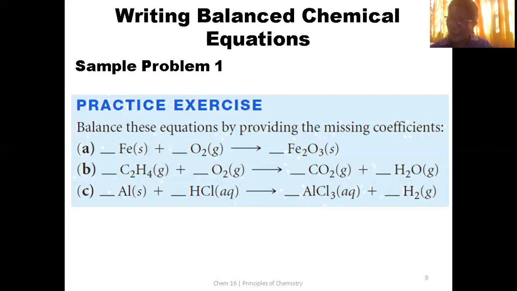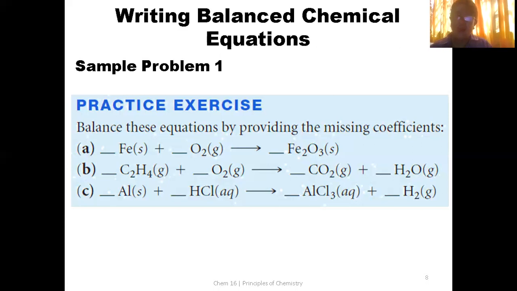Where did I get this? Here, the oxygen. You look into the unbalanced one that is in the product. So take a look: 2, and this is 3. So add 2 here and add 3 here, to make the equation balanced.